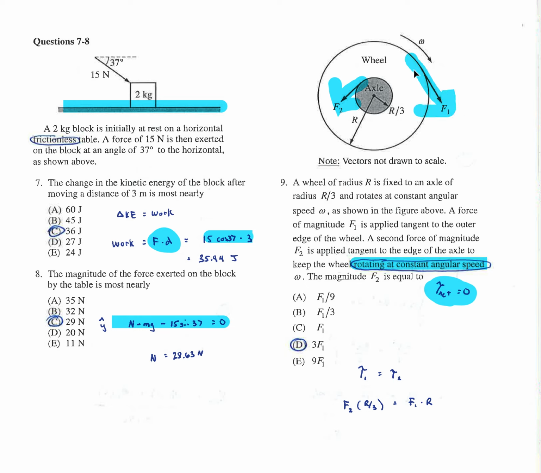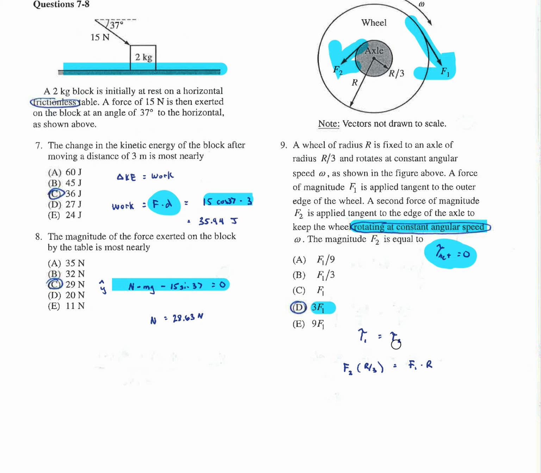This has 3 times the lever arm, so then F1 would have to be 3 times the force to make it balanced. Again, that's kind of what I'm doing down here. I'm setting the 2 torques equal to each other, 3 times the force, a third of the lever arm, or vice versa.